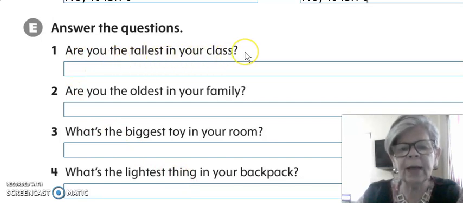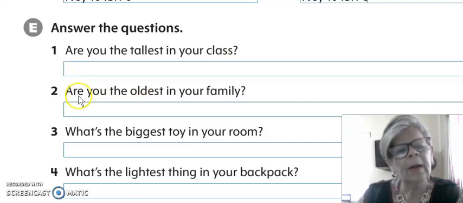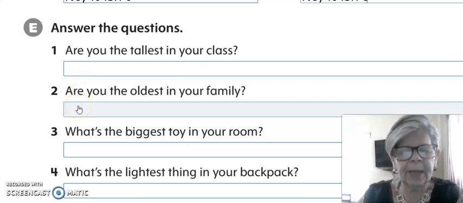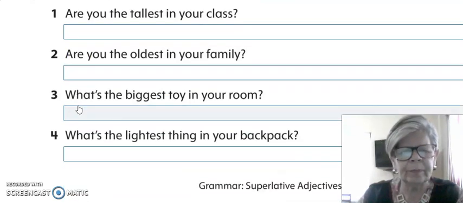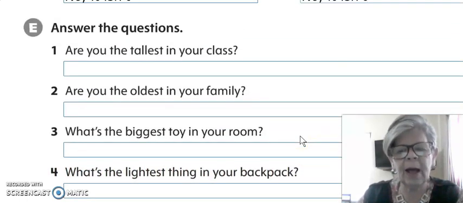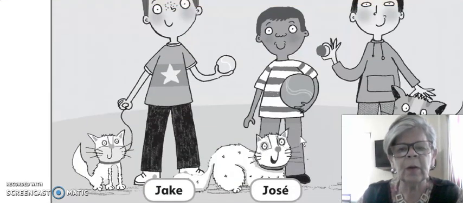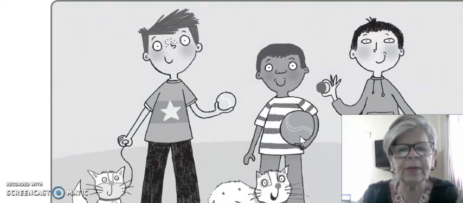Are you the tallest in your class? Yes, I am, or no, I am not. Are you the oldest in your family? What's the biggest toy in your room? Number 4, what's the lightest thing in your backpack? Okay, please answer the questions. We are going to check your answers in our class.